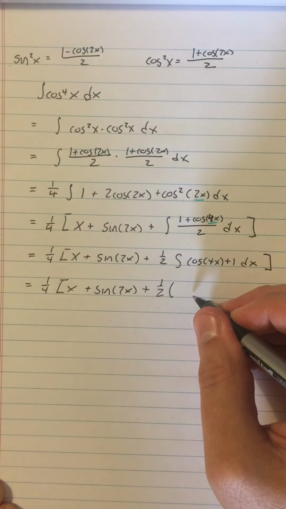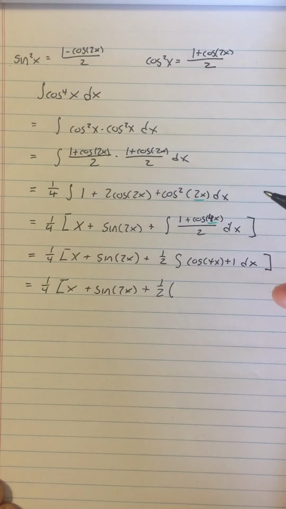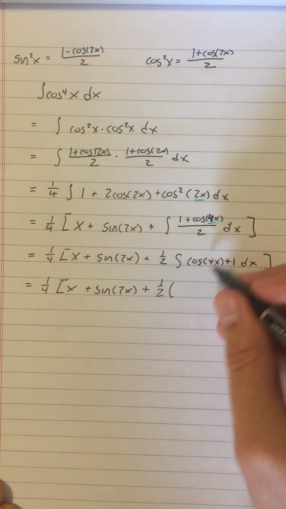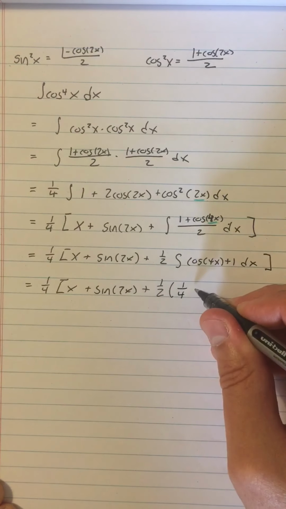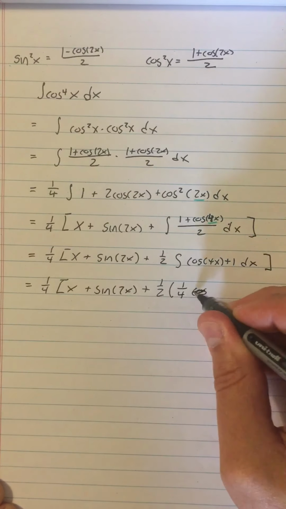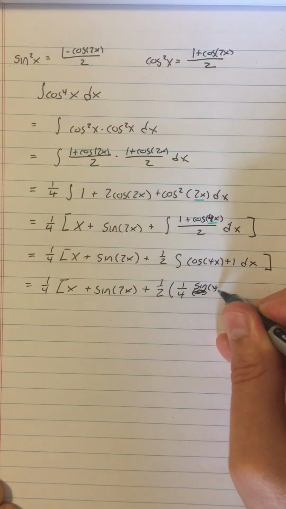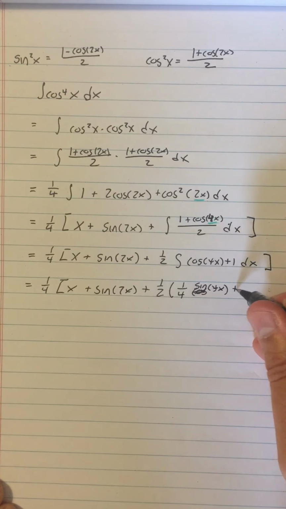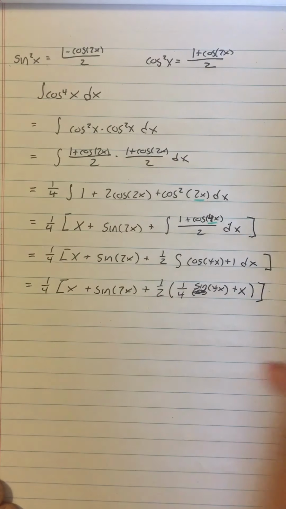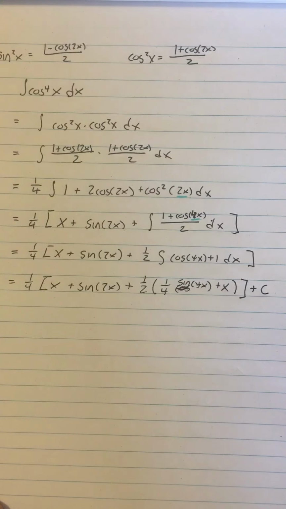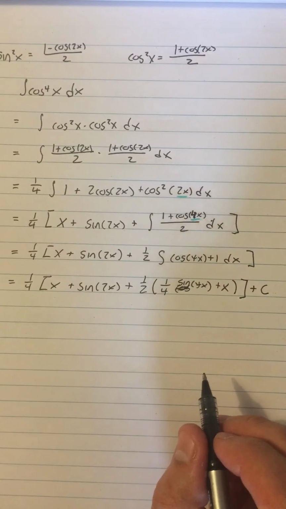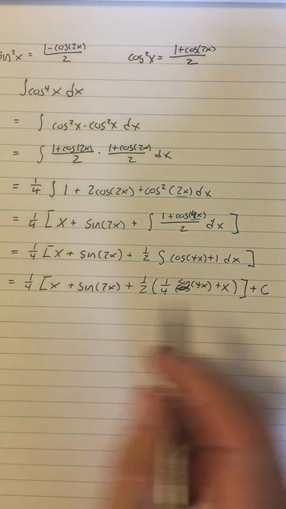The antiderivative of cosine of 4x, just like the antiderivative of cosine of 2x, which we had on a different page, was 1/2 sine of 2x. So the antiderivative of cosine of 4x is going to be 1/4 sine of 4x. And then the antiderivative of 1 is still x. And I'm going to close that parentheses, and close that parentheses. I've now done all my integrals, so now I put on the plus c. Yeah, that says sine 4x right there. Sorry about that. Okay, so then I can just start distributing things.